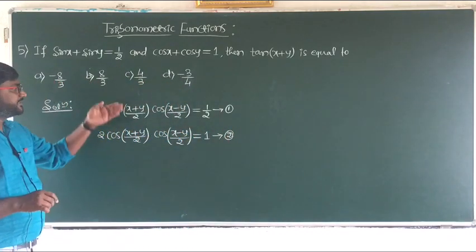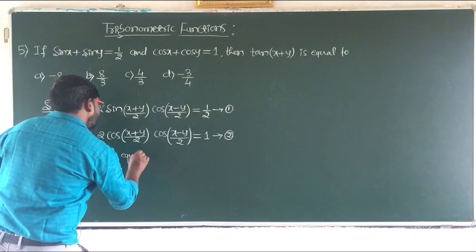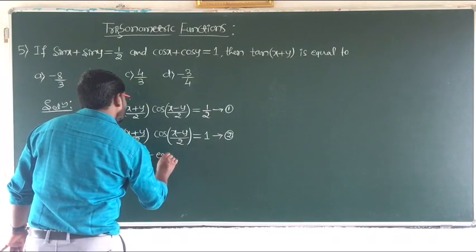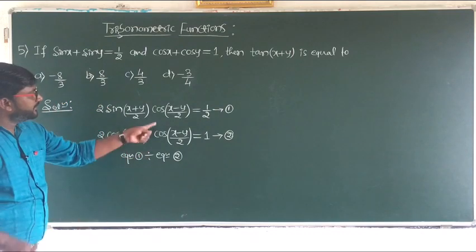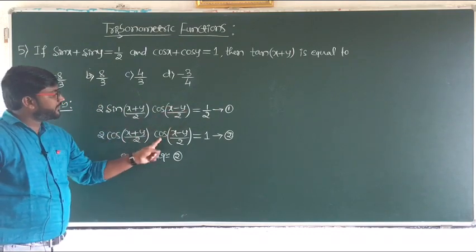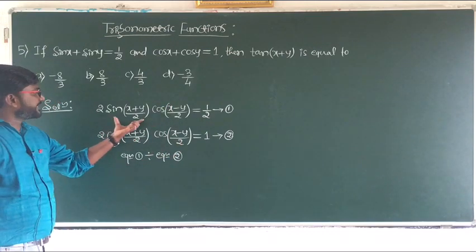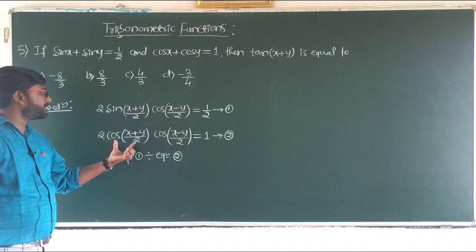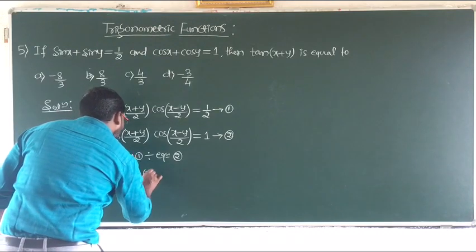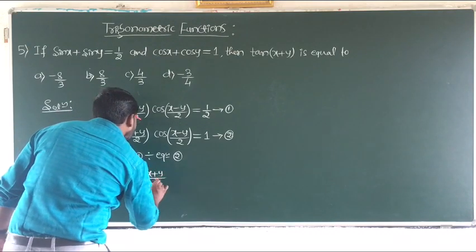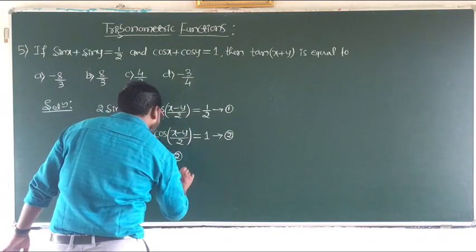Now we have to go for equation 1 divided by equation 2. So here equation 1 by equation 2. So see here, if you divide these two equations, cos of x minus y by 2 and cos of x minus y by 2 get cancels, and 2 both get cancels. Then sin of x plus y by 2 whole divided by cos of x plus y by 2 will give us tan of x plus y divided by 2, which is equals to, so this will be 1 by 2.